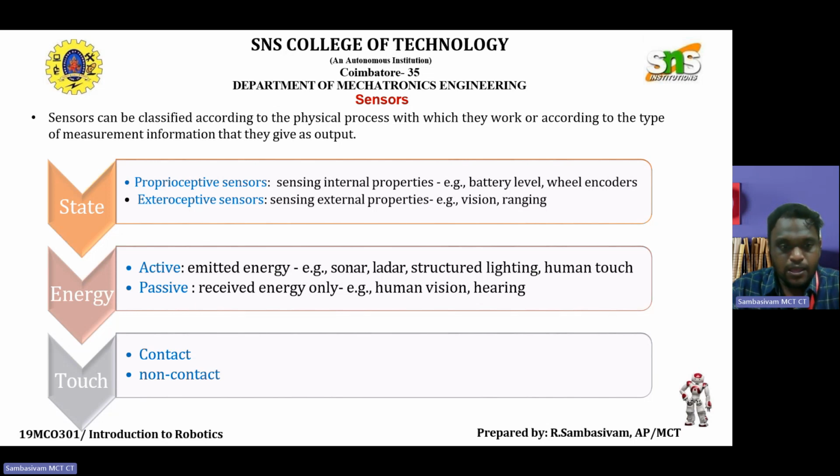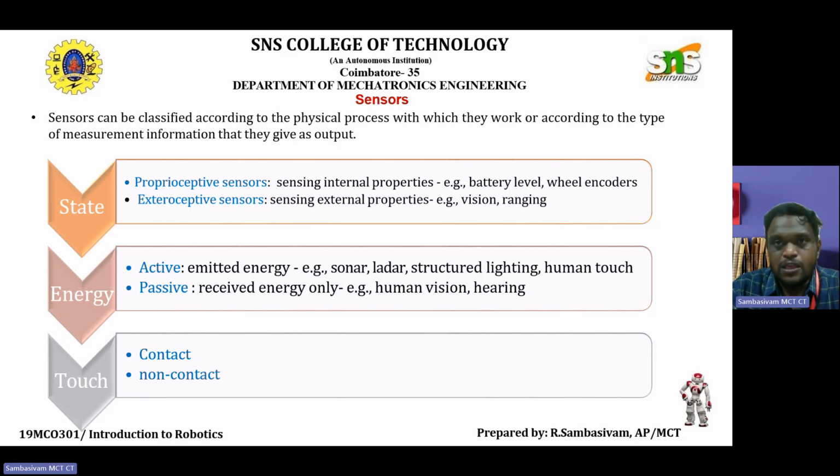Similarly, the energy category. We have seen in physics active and passive energy. Active sensors always emit energy, like sonar, LiDAR, structured lighting, and human touch. These are the energy the robot is going to give outside. Similarly, it has to receive energy, like from rays, through human vision and hearing sensing.